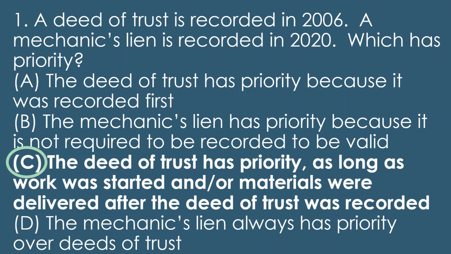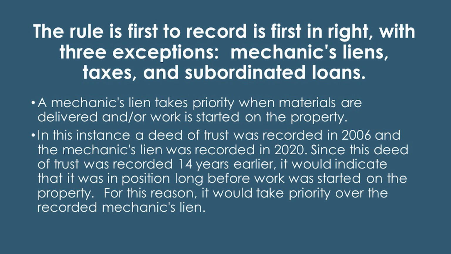Now, why is this the correct answer? We've already talked about it quite a bit, but I want to go over a little more explanation so you have some information on it. So the rule is first to record is first in right, with three exceptions: mechanic's liens, taxes, and subordinated loans. Mechanic's lien takes priority when materials are delivered and/or work is started on the property.